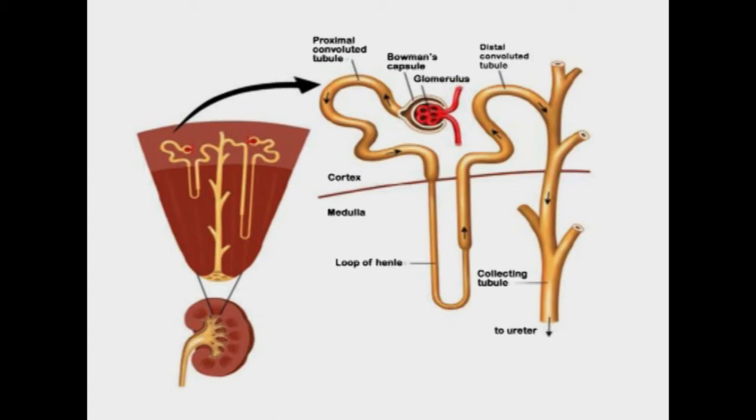After being filtered at the glomerulus, the blood passes into the efferent glomerular arteriole and then descends into the renal pyramid.